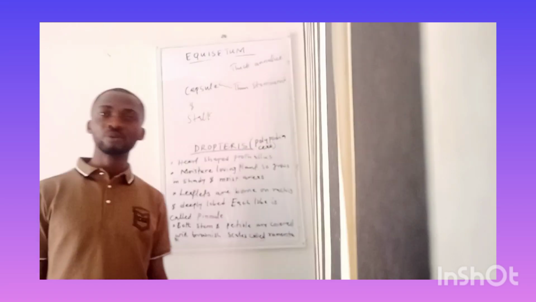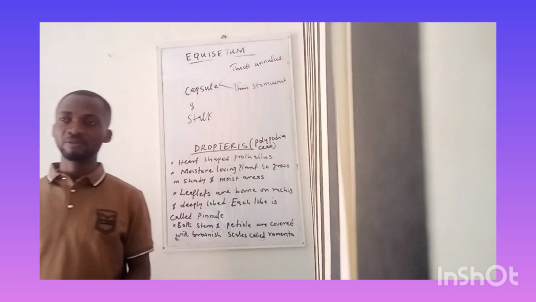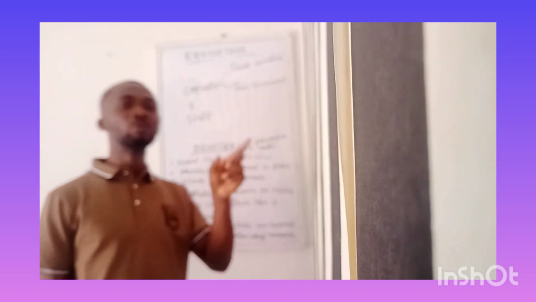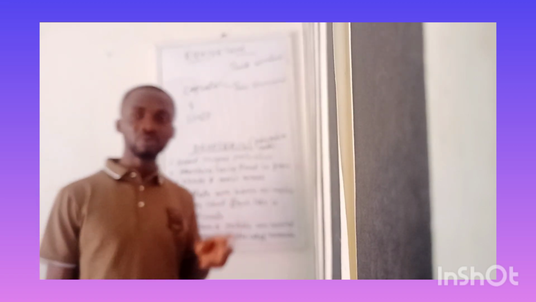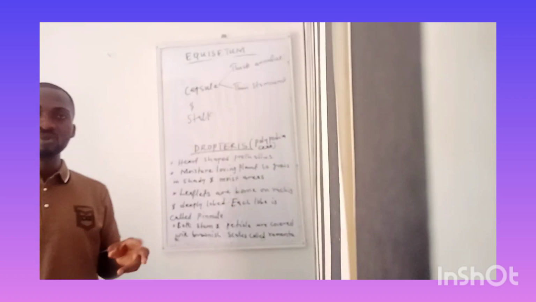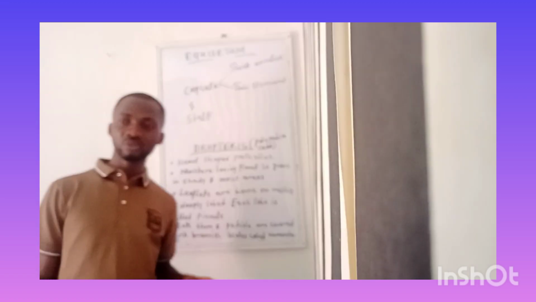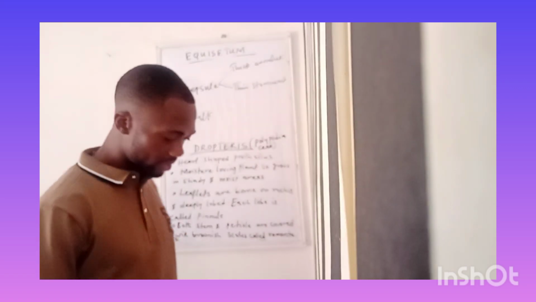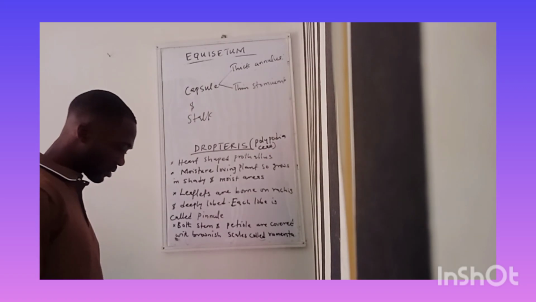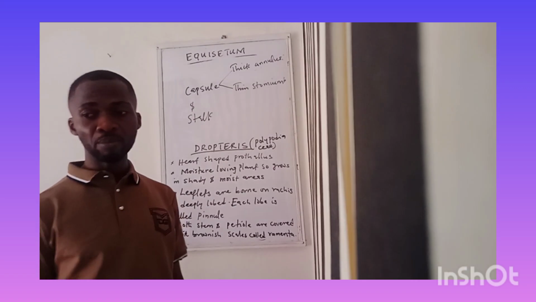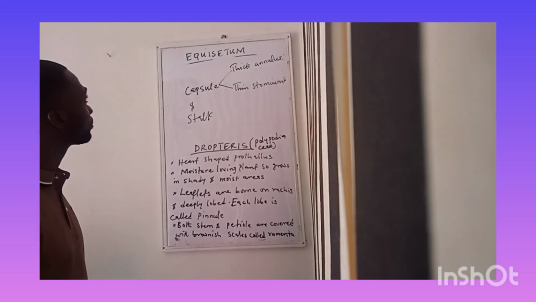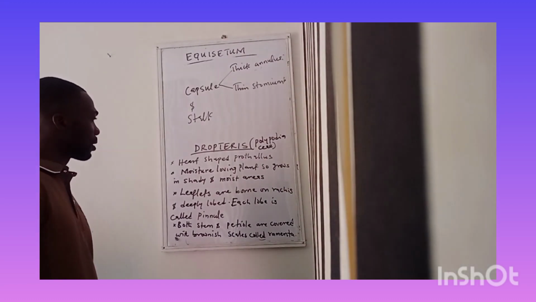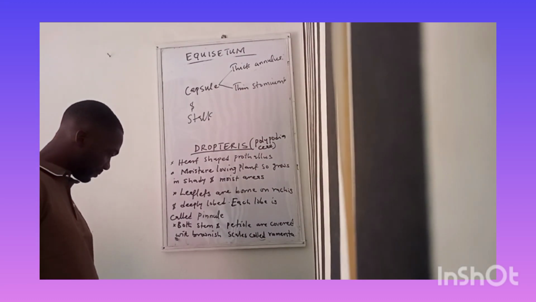But don't forget that we also have examples of members of Pteridophyta that have advanced to become heterosporous. Heterosporous meaning that they have two different kinds of spores. One is a microspore and the other one is a megaspore. All right.